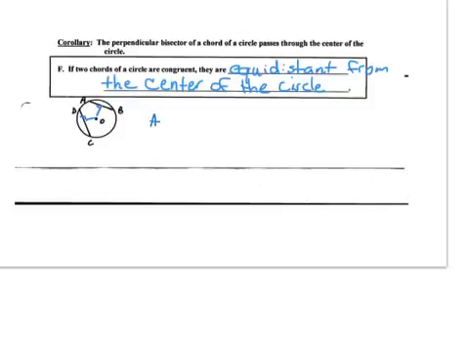So if AB is congruent to CD or DC, either way, then they will be the same distance away from O. So if this point is E and this point is F, it's really hard for me to write on this little thing, then EO is going to be congruent to FO.